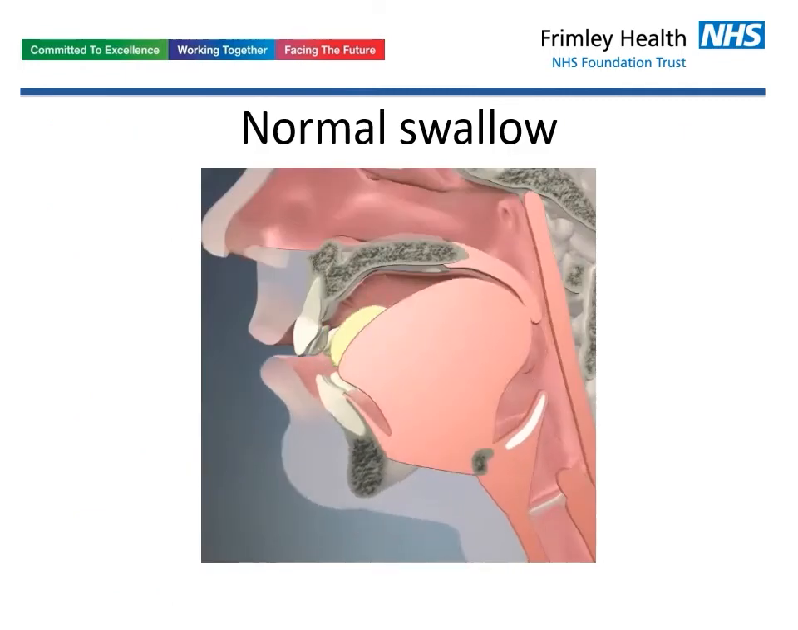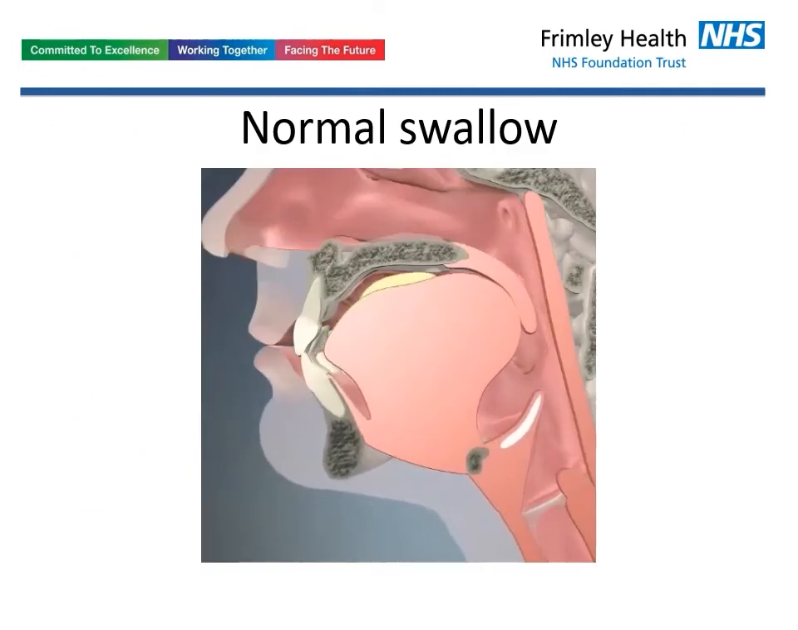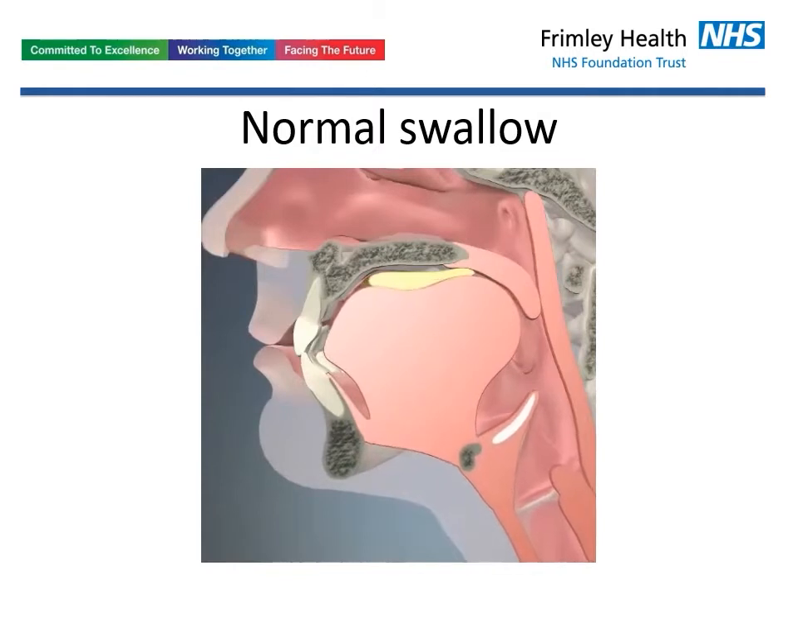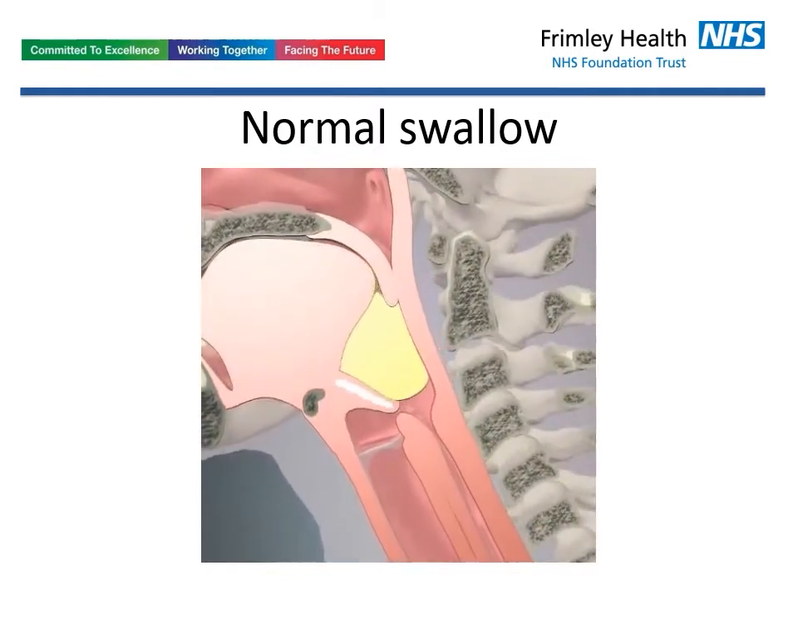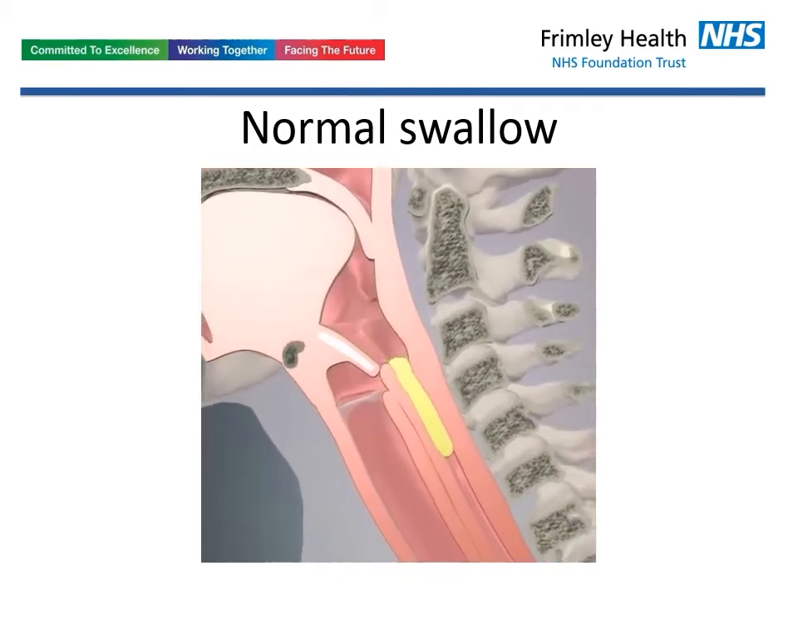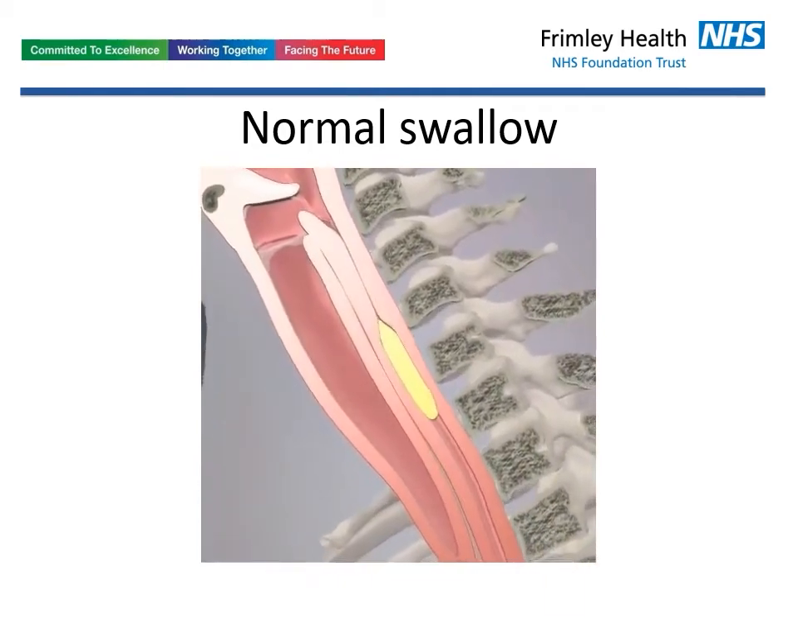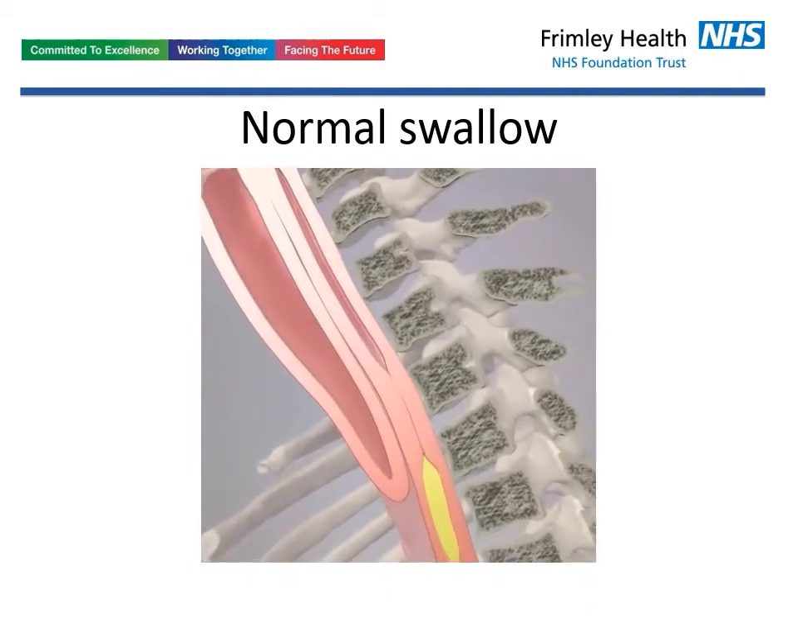So this is a video of the normal swallow. So you can see that the person is chewing, then their tongue pushes the food back to be swallowed, the epiglottis flaps over to close off the airway during swallowing, and the food travels down the food pipe towards the stomach.